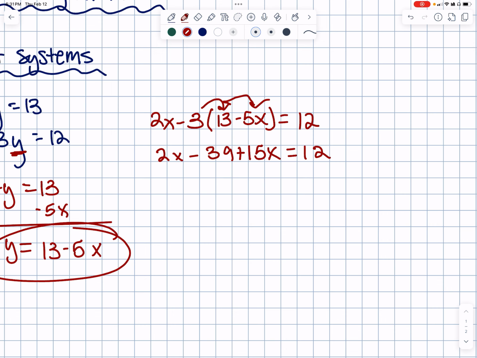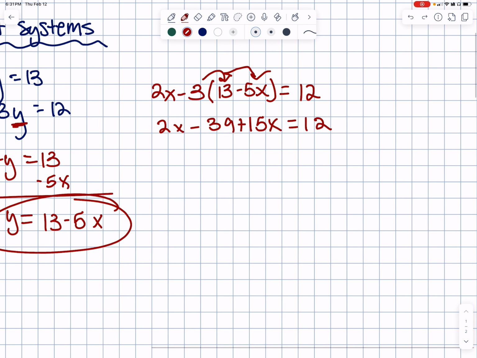Sorry, I did this earlier, so I had to do something. So I distributed negative 3 into 13 and got negative 39. And then I distributed negative 3 into negative 5x. Remember, negative times a negative is a positive. Even with division, two negatives make a positive. Negative and positive always make a negative. Remember that. It's very important. So now we're left with 2x minus 39 plus 15x equals 12, okay?